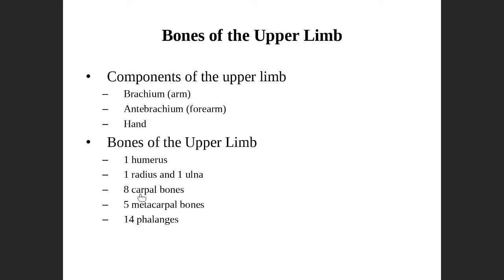Our wrist, which is part of the hand, has 8 carpal bones. Then the palm of our hand, we have 5 metacarpal bones. And then you have 14 phalanges in your fingers. Okay? It's a weird number.